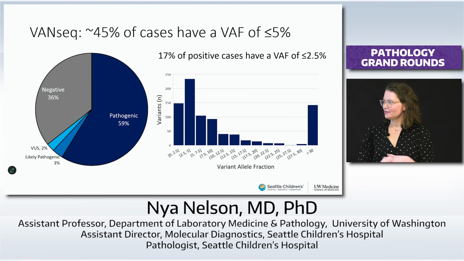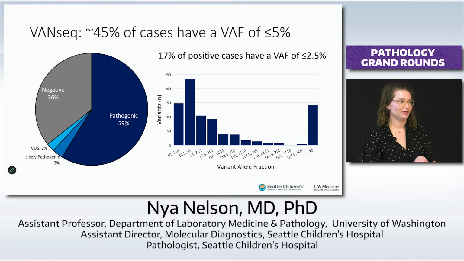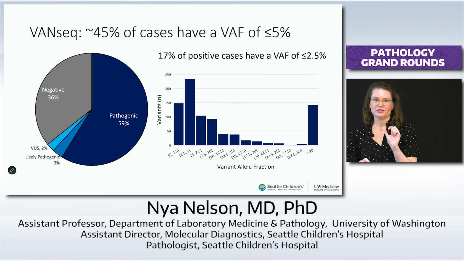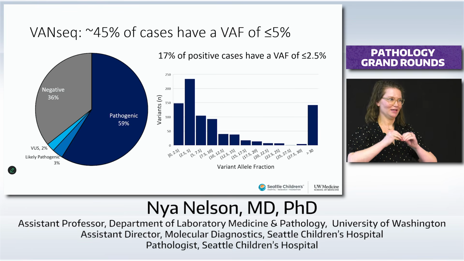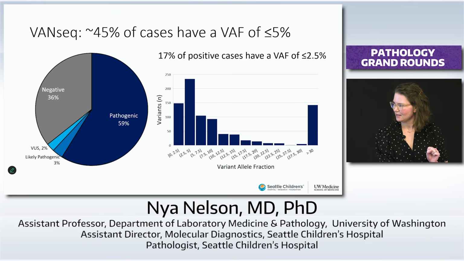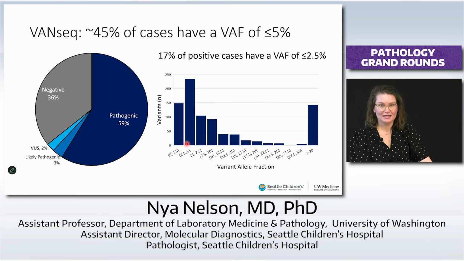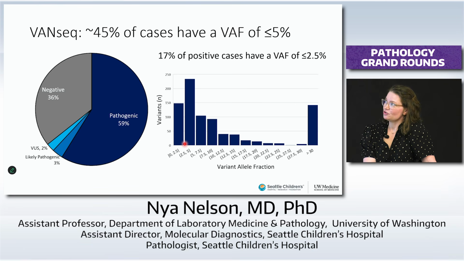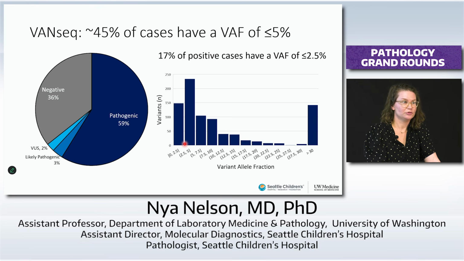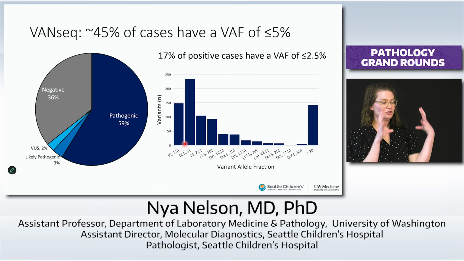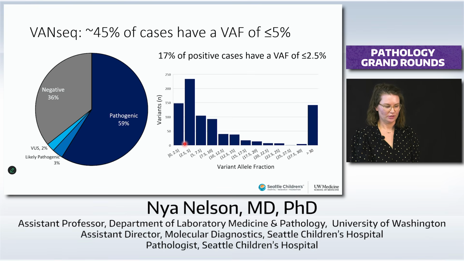This graph on the right depicts the variant allele fraction of the variants that we've reported. And so variant allele fraction is related to the number of total DNA molecules that carry a specific variant. And in this case, it's binned off of 2.5% bins down here at the bottom. And what you'll notice is that almost half of our cases have a variant allele fraction below 5%. And actually 17% of individuals that we sequenced have a variant allele fraction below 2.5%. And so that's why that really high sensitivity is really necessary for these lesions, because it's a very small proportion of the total cells in the tissue that are carrying the pathogenic variant.